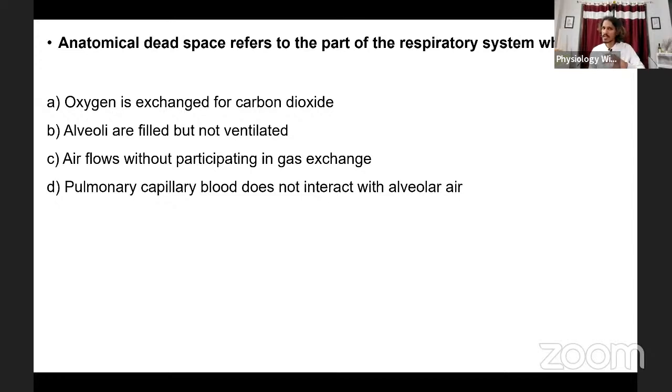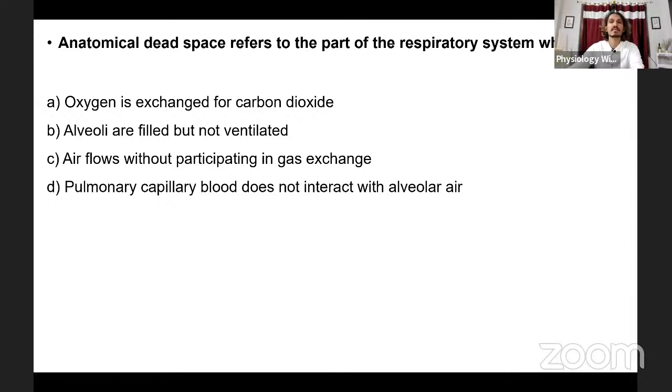Okay. What about that air which came towards the end, which did not take part before expiration happened, which did not take part in reaching your respiratory zone, but is still there in your conductive zone? That volume of lung air that you're taking in is not taking part in your gaseous exchange. That is what we call the anatomical dead space.